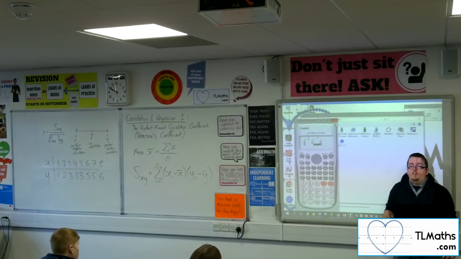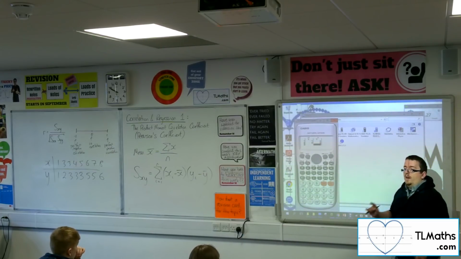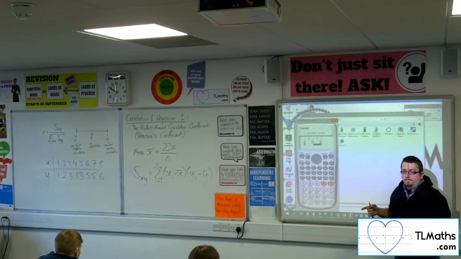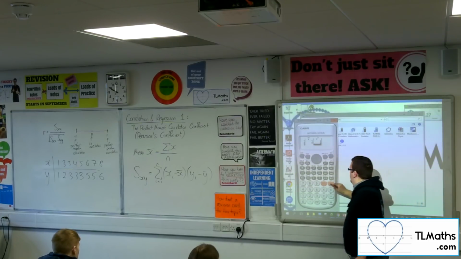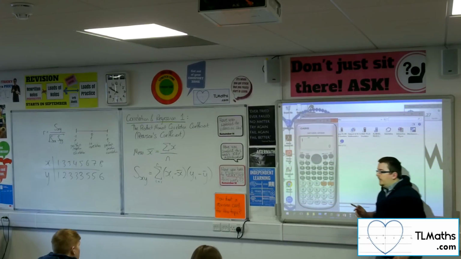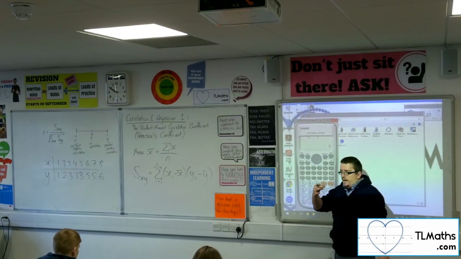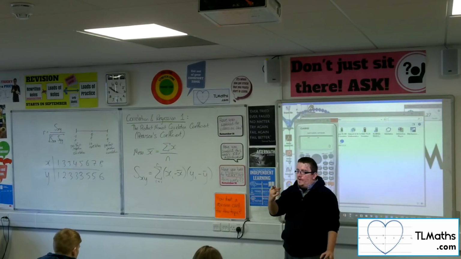Okay, so once you've inputted your data, is everyone happy with that stage? Okay, press AC, that's on both calculators, okay? Now, for ClassWiz, you need to go then Option, and then, does it say something like 2 variable calc?